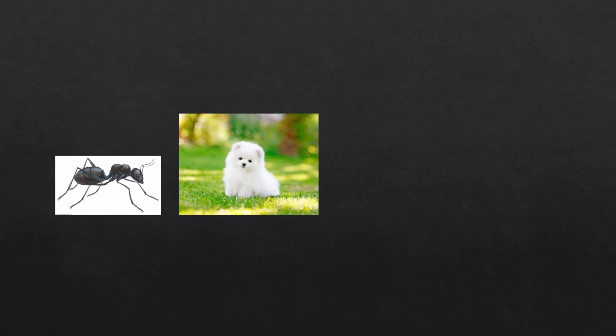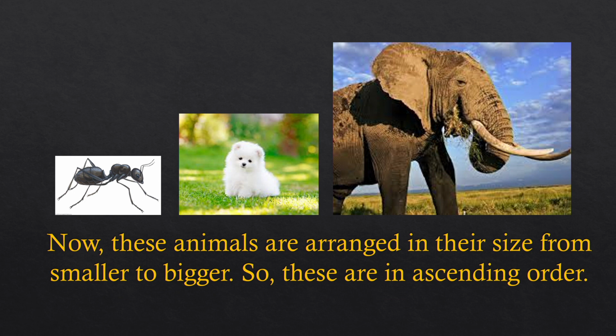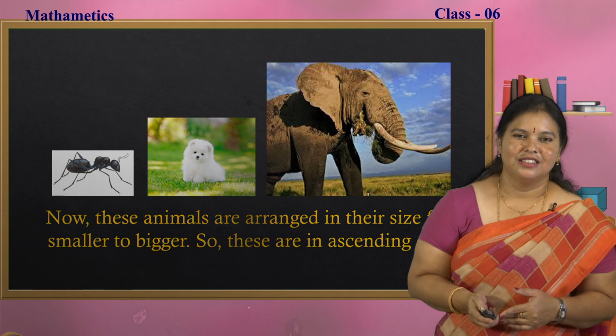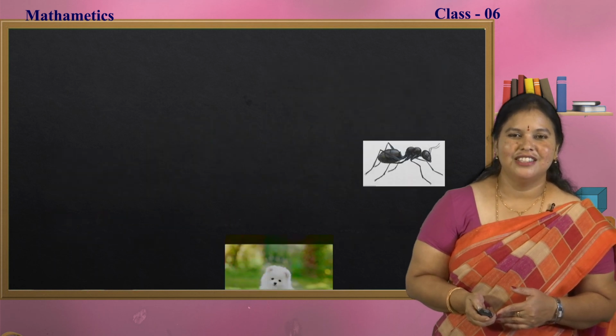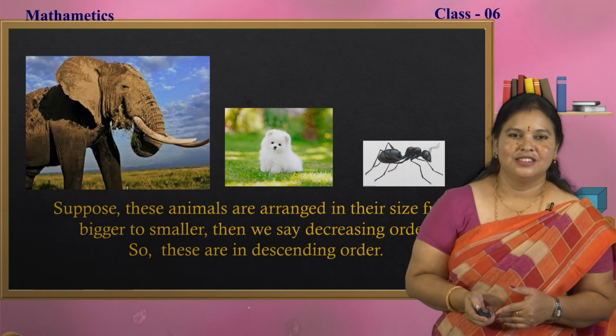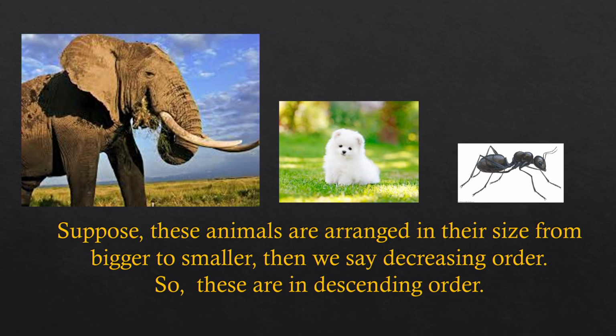First we will put ant and puppy in the middle place and elephant in the first place, because we have arranged in an increasing order. Arrange it in increasing order like this. Now, these animals are arranged in their size from smaller to bigger. So, these are in ascending order. We will call it ascending order. Like this, we can arrange in decreasing order also. It is called descending order. Suppose these animals are arranged in their size from bigger to smaller, then we will say decreasing order. So, these are in decreasing order.